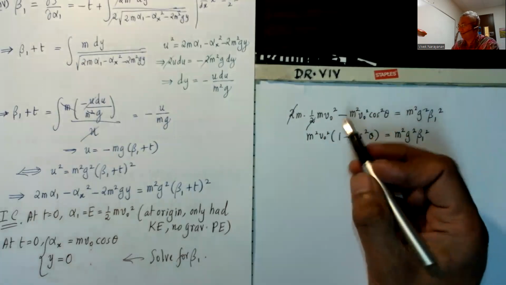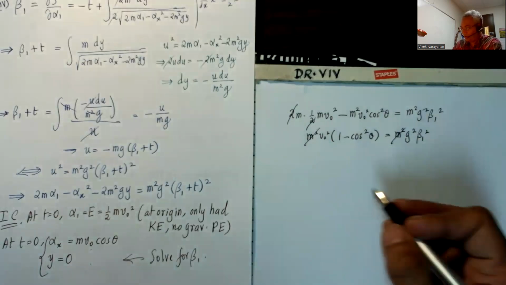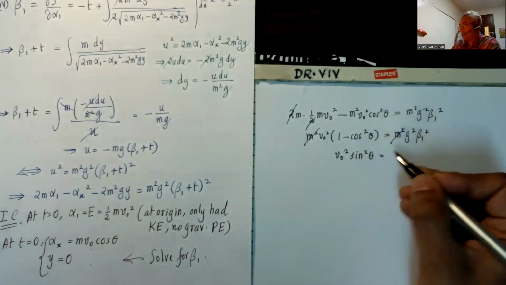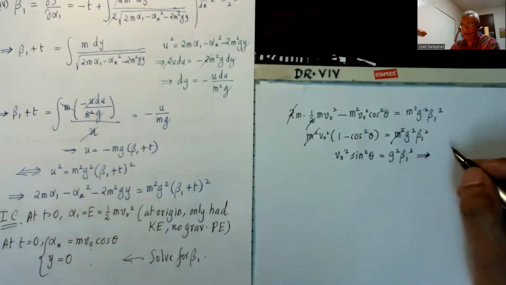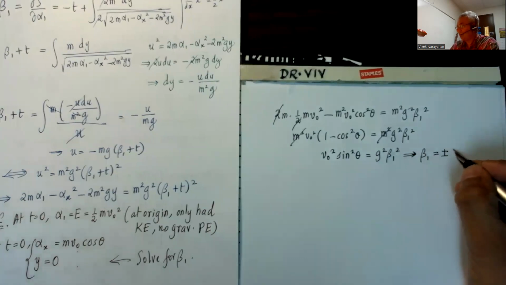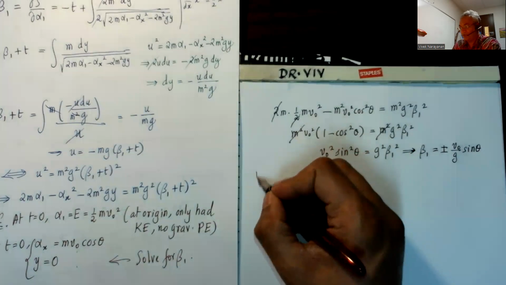Well, I can literally see you screaming 1 minus cosine squared theta is sine squared theta, and I'm listening to you. So I'll write it as v naught squared sine squared theta equals g squared beta 1 squared. Now solve for beta by taking the square root, but be very careful. It's a plus or minus. So beta 1 equals plus or minus v naught over g sine theta. Now the obvious interpretation of this is the time taken to reach the highest point. So beta 1 is in fact the time taken to reach the highest point if you take the absolute value of it.